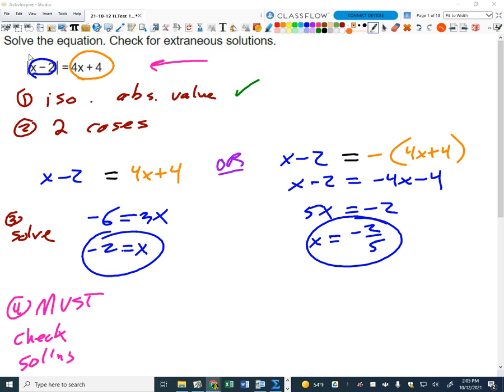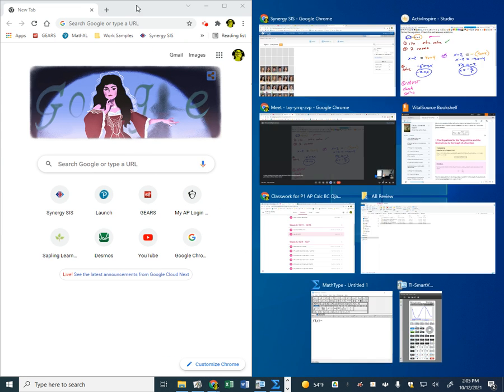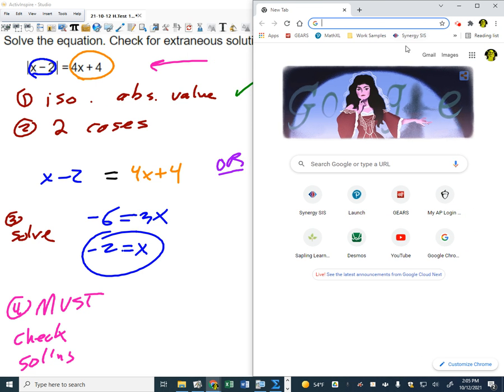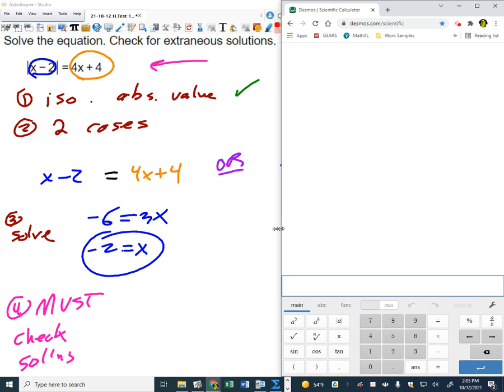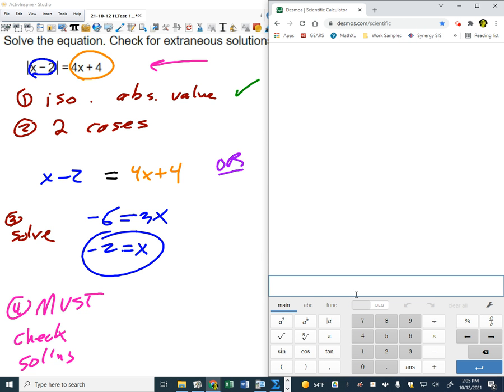So if I do this process with Desmos, and all I have is the Desmos scientific, that's enough. So I'm going to set f of x equal to the left side over here of my absolute value equation.